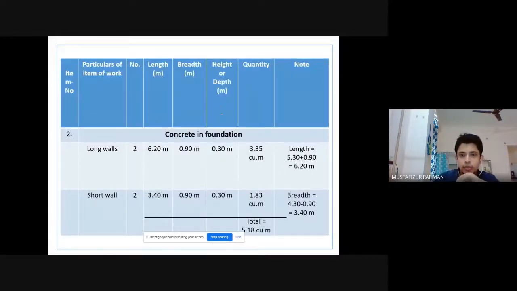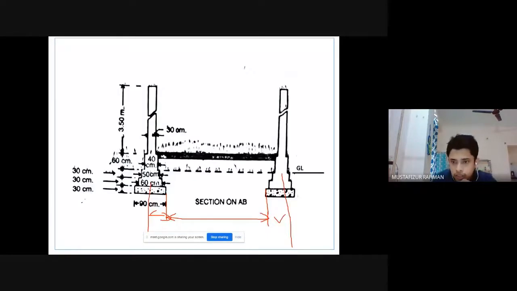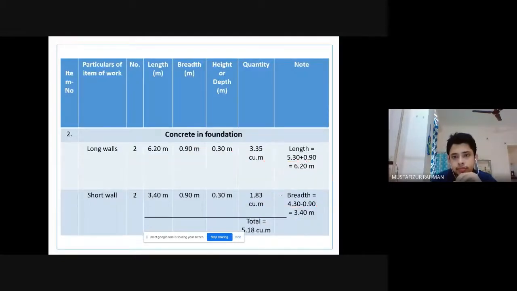So here, what will be the length? Okay, we have this portion here. In this portion we have concrete work. Lean concrete is here at the beginning. So for that portion, now we will calculate. If we do so, 5.3 meter is the center to center length. Now, how much do we have to add or subtract?